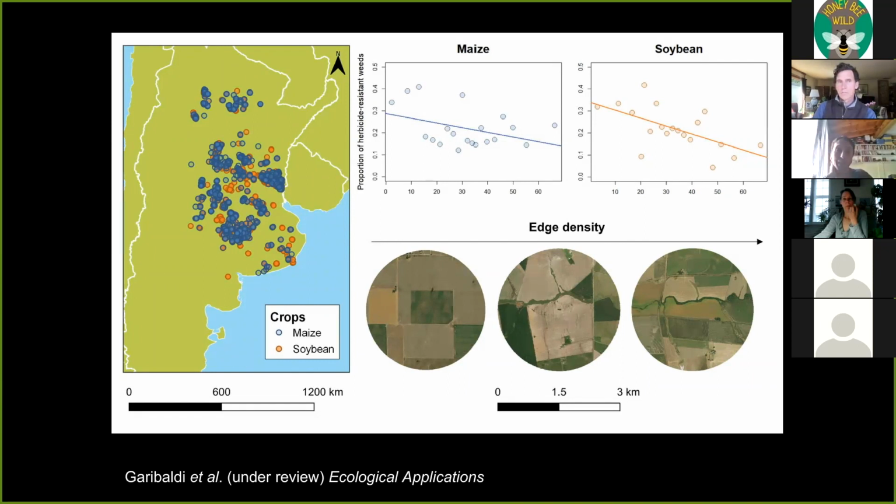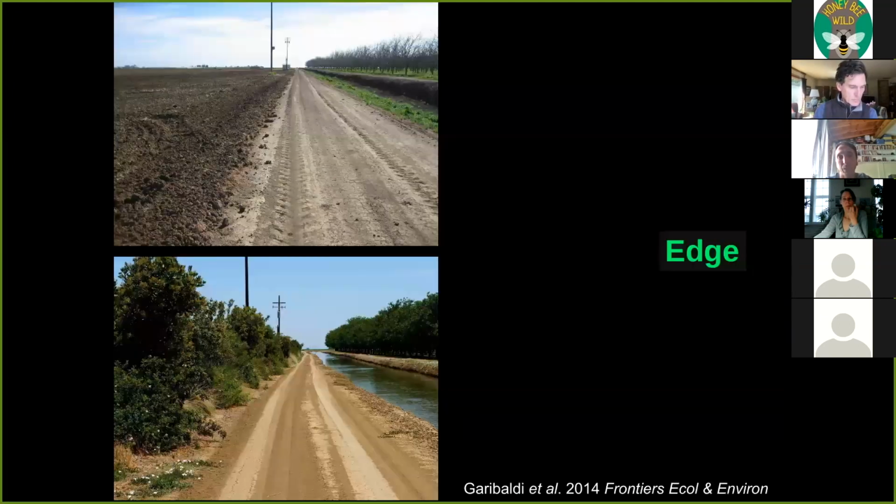This is another example in an area that covers more than 30 million hectares of crops. We measured more than 4,000 fields, and we have found also that crop areas that are closer to natural areas, that have more landscape diversity, have fewer weeds that are resistant to herbicides, the importance of restoring hedgerows, even for soybean.